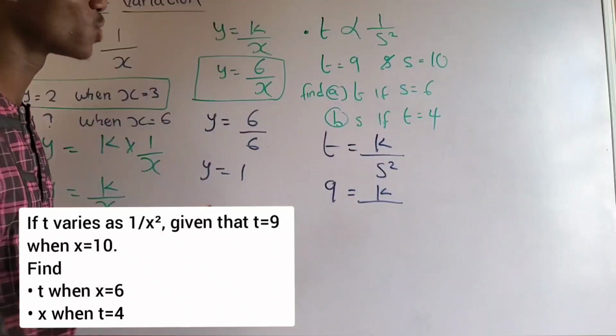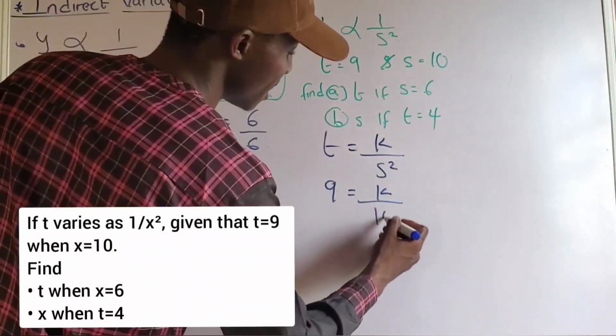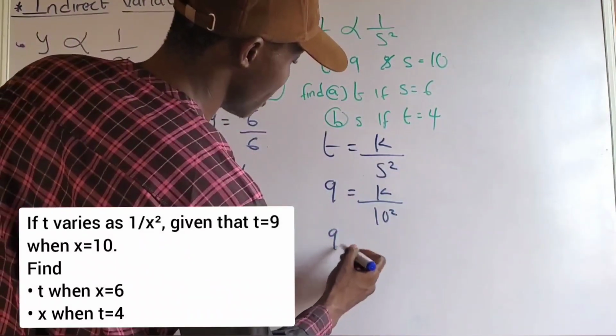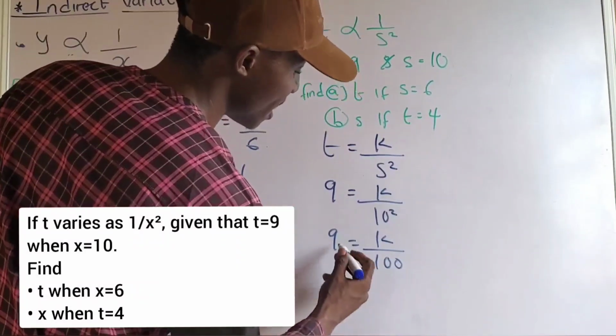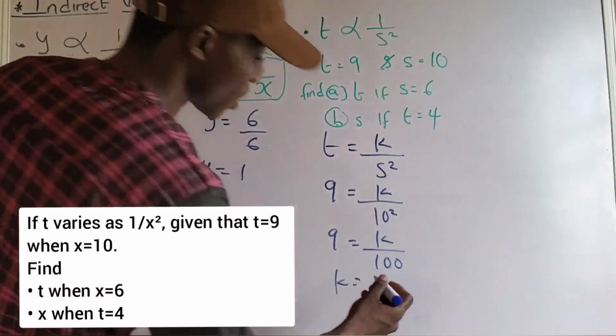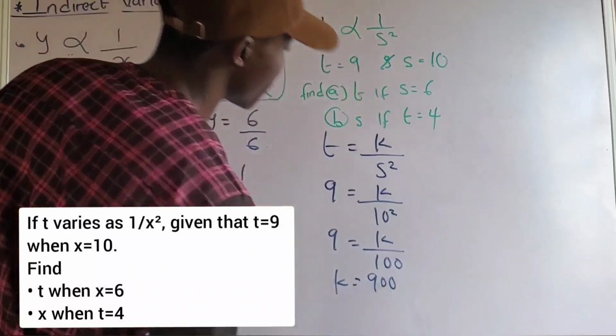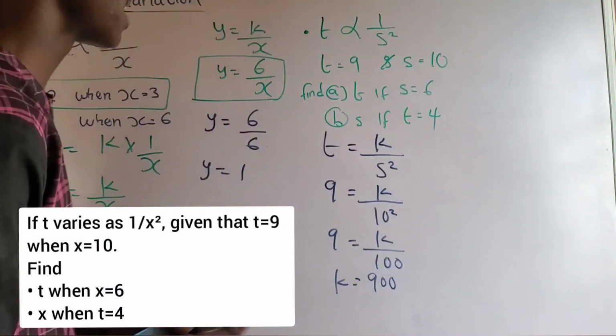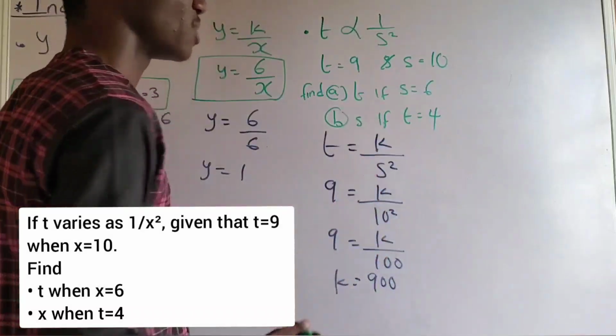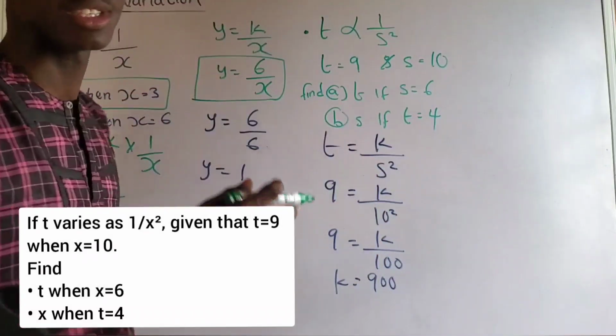Now s squared is what? s is 10, so I'm going to have 10 squared. Now 9 is equal to k all over 100. So k is equal to what? 9 multiplied by 100, right? Yes. So I'm going to have k equals 900. Now, having gotten the value of k as 900, we can now get the value of t when s is 6, because we have gotten our proportionality constant.